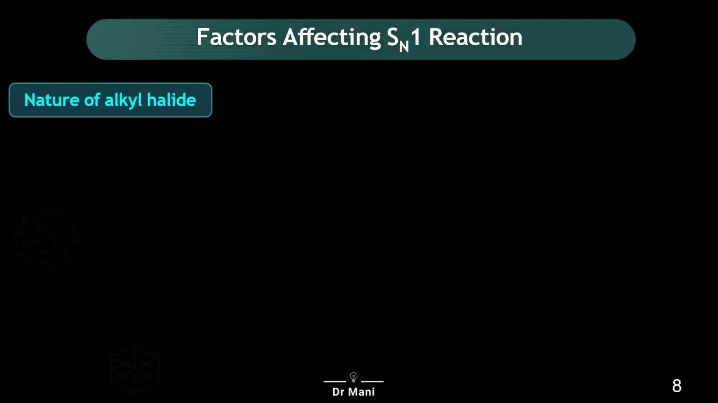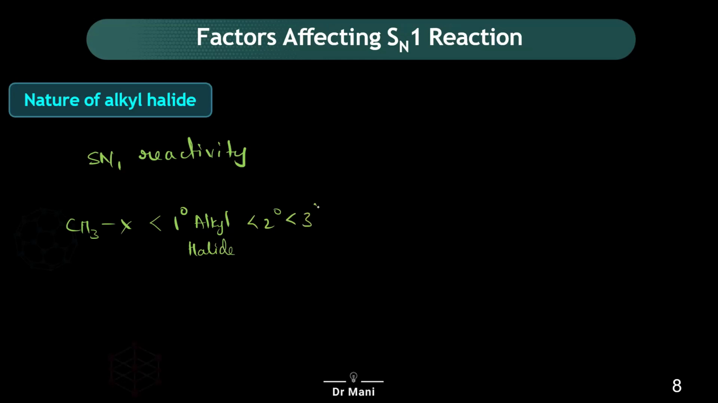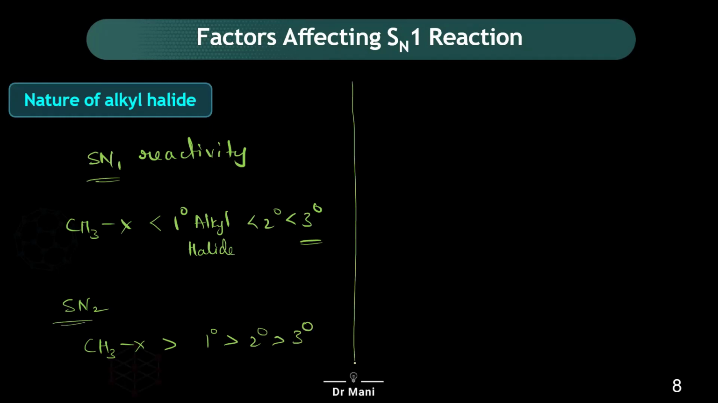You can see the first one, nature of alkyl halides. In SN1, reactivity is very different compared to SN2. Here CH3X is least reactive, then the primary alkyl halide, then the secondary, then the tertiary. Tertiary is very fast compared to CH3X. Whereas this order for SN2 is reversed: CH3X is more reactive than primary, then secondary, then tertiary. So remember to notice the difference between SN1 and SN2. Understood?